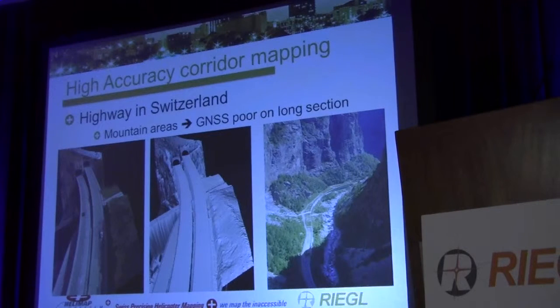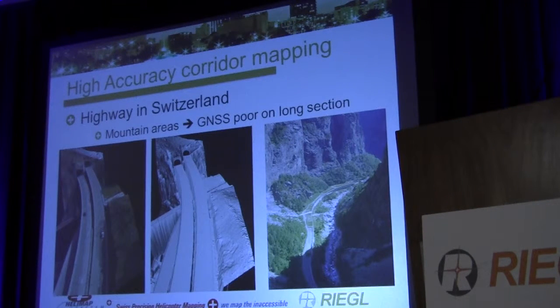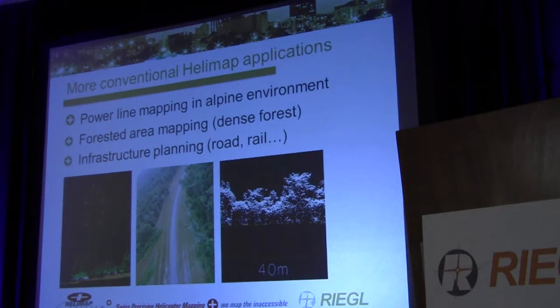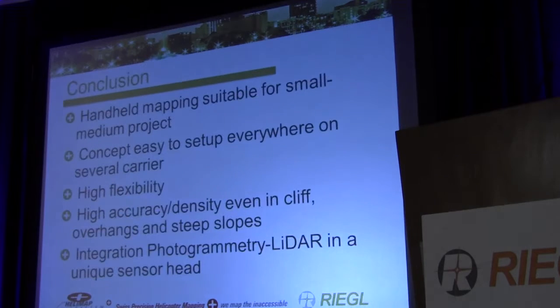This is an example for the Simplon Pass road, where you see the road here is between 2 cliffs, and it's about 8 kilometers like this, so no way to get good GPS data there. So airborne is the good solution for this, but flying low at 100 meters above the ground. Otherwise, more conventional polyline, corridor, forest mapping in Africa for infrastructure projects.